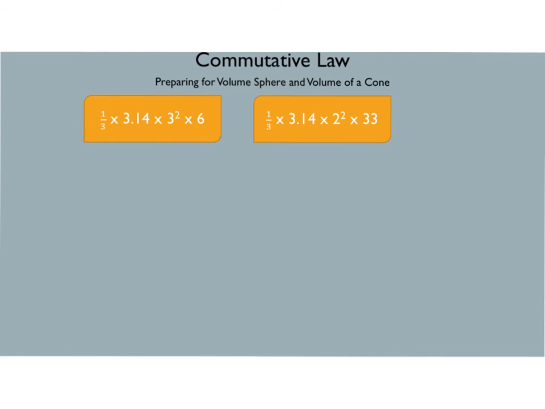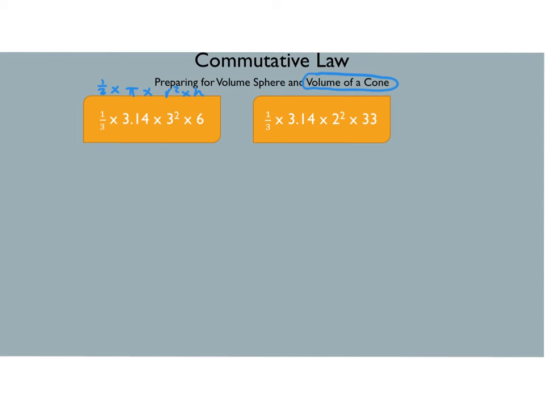Okay, so I just want to show you a couple of questions. This is preparing for finding your volume. You might notice that this first formula here, 1/3 times pi times the radius squared times h, is the volume of a cone. So this first question here is preparing you to find the volume of a cone without a calculator.